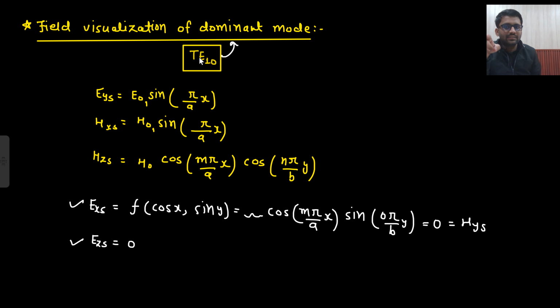Why is that so? Because it is a transverse electric mode. That means the magnetic field in the direction of propagation will be present. So HZS will also be there, but this is cos 0, that would be 1, and the m value will be 1. So these are the fields present.